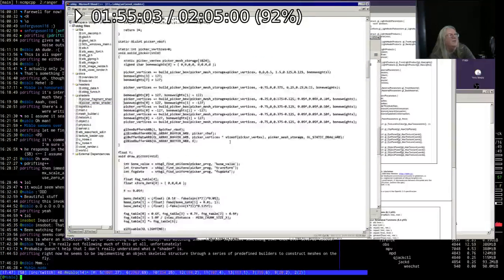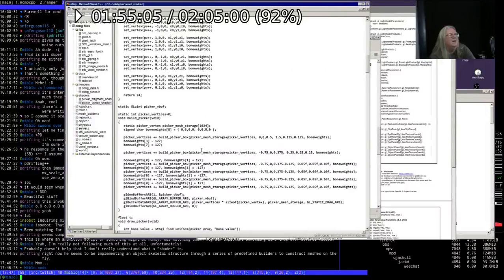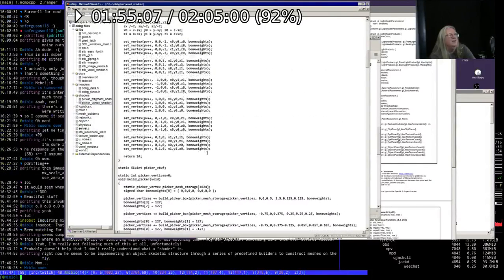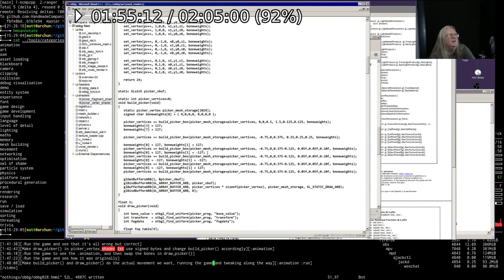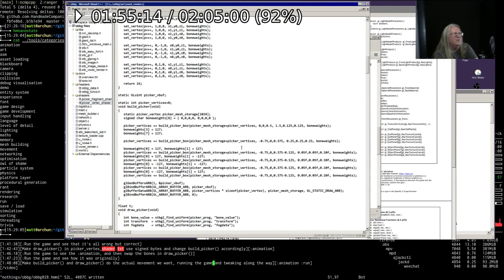So now let's change it so, I can't do that very easily right now, so I won't bother with that, but move those down so they're like that and make them skinnier.